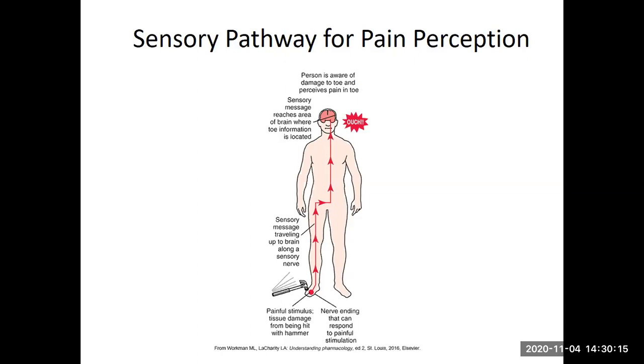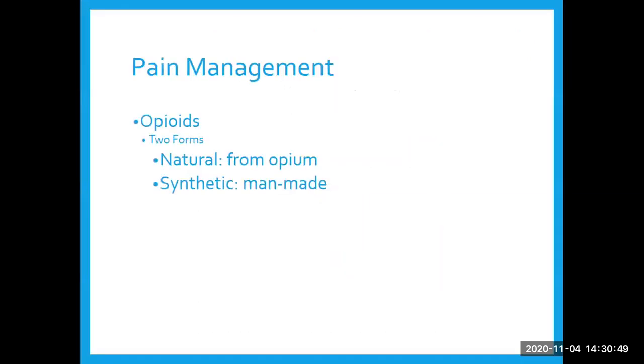This chart basically shows you how pain is perceived through the nervous system. It's a sensory pathway of pain perception. For example, a person is aware of damage to the toe and perceives the pain in the toe. You also have what we call referred pain, where it happens in one area and refers to the next. So those are different areas where you can see pain. But today we want to look at how we manage pain. What do we use to manage pain?